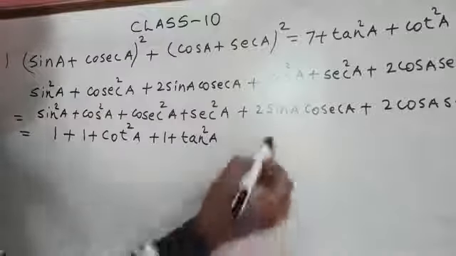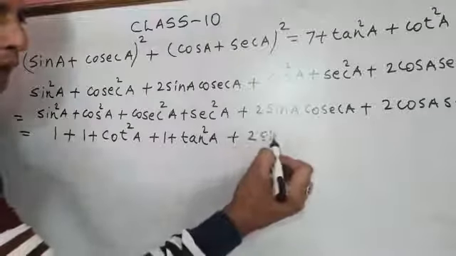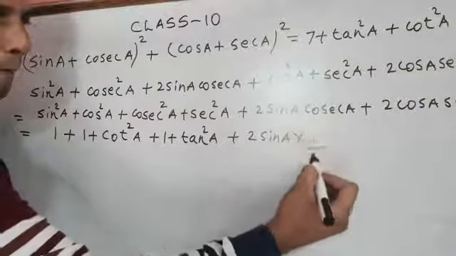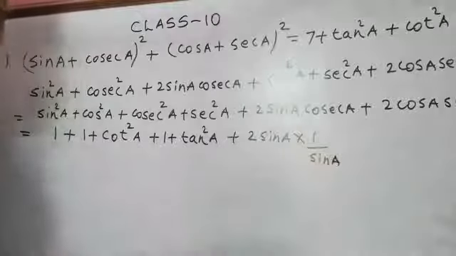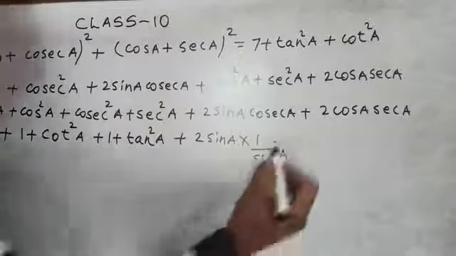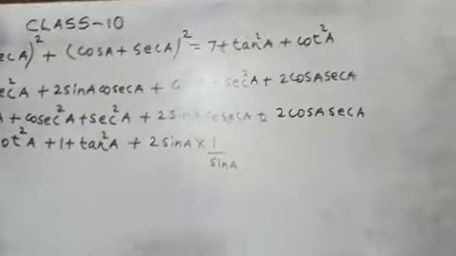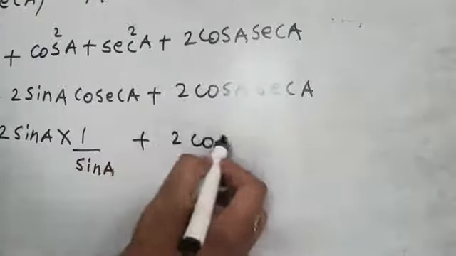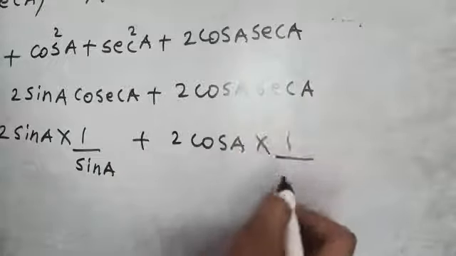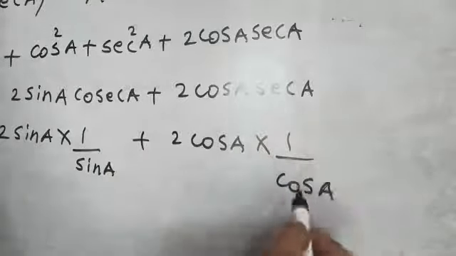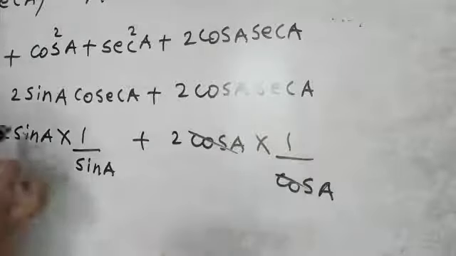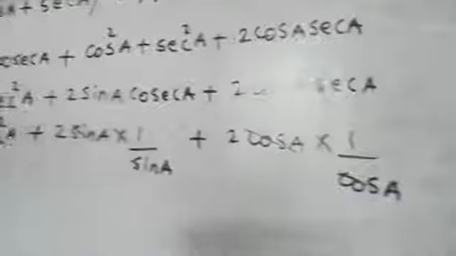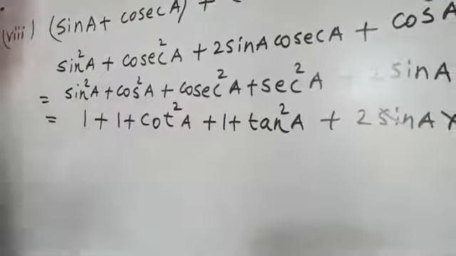Now next step, plus 2. In place of sin A cosec A we can write sin A multiplied by 1 upon sin A. In place of 2 cos A sec A we can write 2 cos A multiplied by 1 upon cos A, because sec A is equal to 1 upon cos A. Cos A cancels, sin A cancels. Here 2 remains, here 2 remains. Now we'll see what to do.